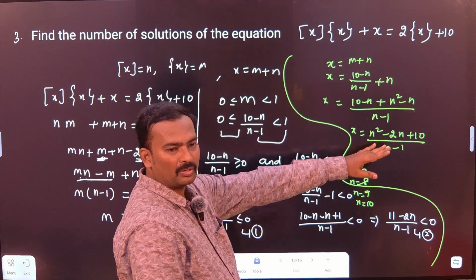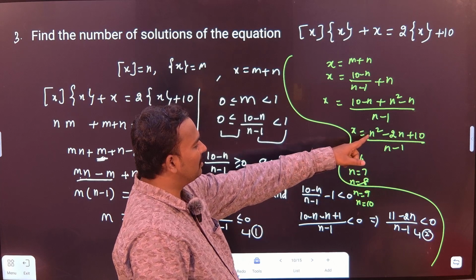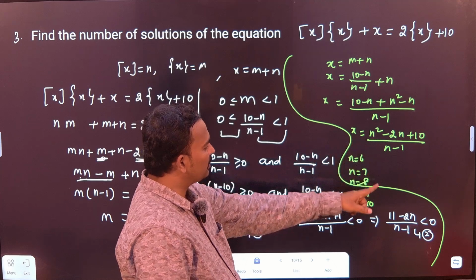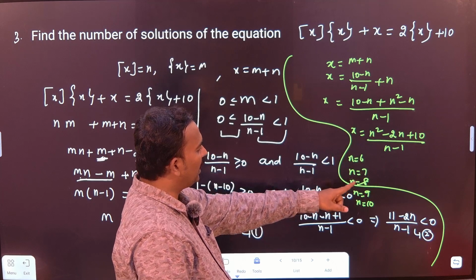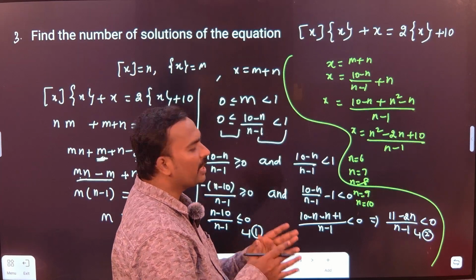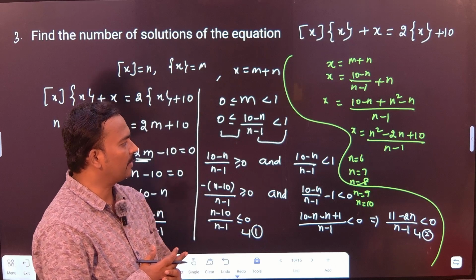Because I took more than 1 hour class, just you can solve it. If you put n is equal to 6, you can find one solution because it is defined. And n is equal to 7 you can take, n is equal to 8, n is equal to 9, n is equal to 10. There are 5 different real solutions possible here.